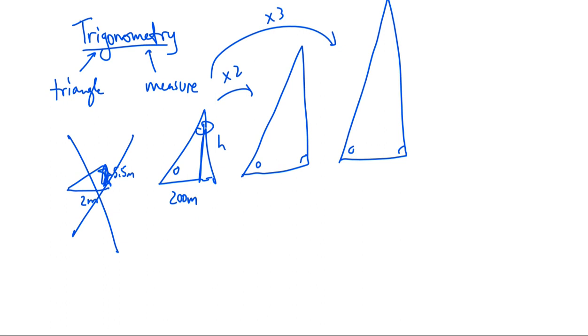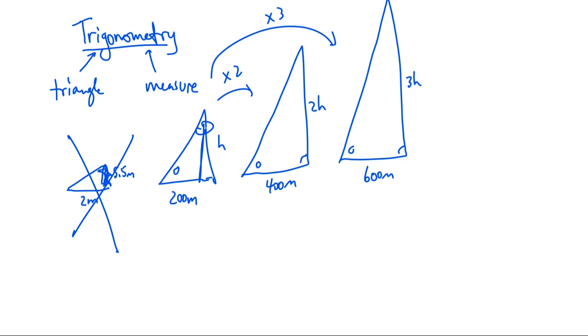So for this triangle that's times 2, this would be 400 meters. The times 3, this would be 600 meters. And whatever the h is, I don't know, let's say 550 meters, and that's going to be 2 times h, and that's going to be 3 times h. So all the side lengths are like that.